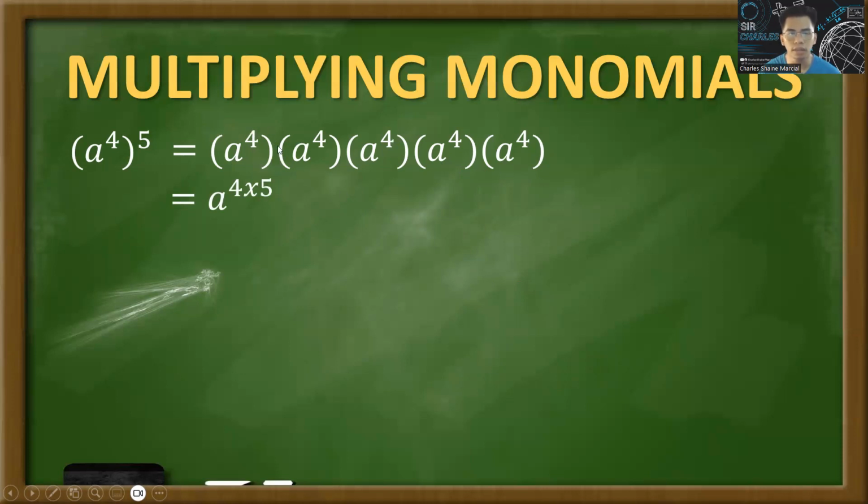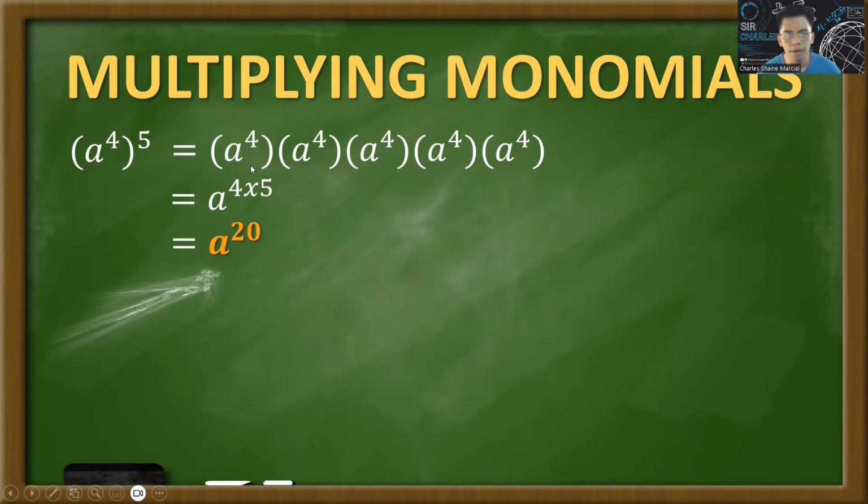Pero kung titingnan nyo, kung i-add nyo lahat ng exponent using the product rule, 4 plus 4 plus 4 plus 4 plus 4, parehas lang naman po siya dito kay 4 times 5. Kasi ang sagot lang naman yan is a raised to 20. Okay po. So you can use any method in multiplying monomials. Most especially kung variable lang yung nakikita nyo. Walang bases or numbers. Ginawa lang nating 5 si a raised to 4 kasi nga meron siyang exponent na 5.